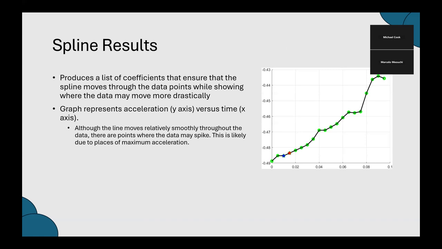The spline method produced a long list of coefficients which could be used to ensure that the spline moved through the data points while showing where the data may move more drastically. Furthermore, a graph was created which represents acceleration seen on the y-axis versus time seen on the x-axis. Although the line moves relatively smoothly throughout the data, there are points where the data may spike. This is likely due to places of maximum acceleration.